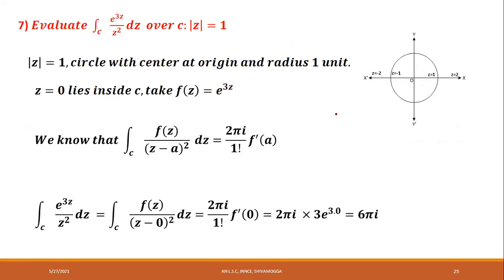Next. Integral over C of e power 3z divided by z square into dz, over C such that modulus z is equal to 1.